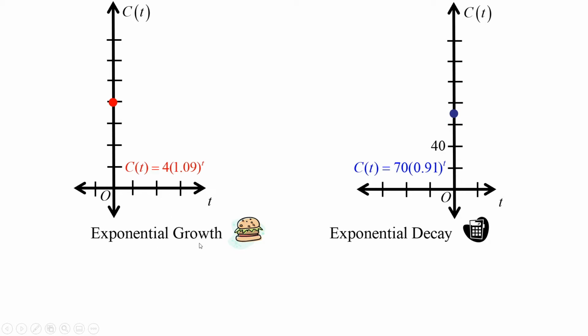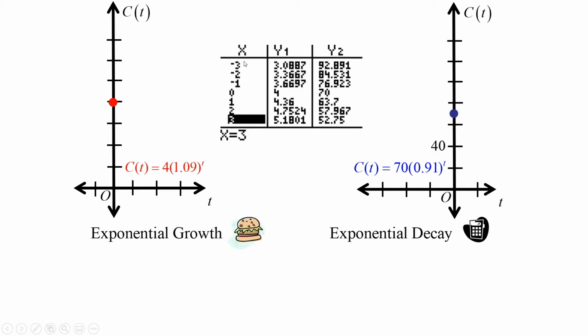Now, I'm going to break out my calculator, and I am going to do a table. So I'm going to make y sub 1, 4 times 1.09 to the t. I'm going to make y sub 2, 70 times 0.91 to the t. And then create a little table. Let's go from negative 3 to 3 on my table. So there it is right here. My x's are negative 3, negative 2, negative 1, 0, 1, 2, and 3. And then here are my outputs for my exponential growth, and here are my outputs for my exponential decay. So let's plot some points.